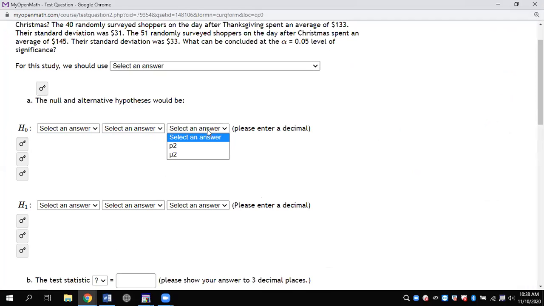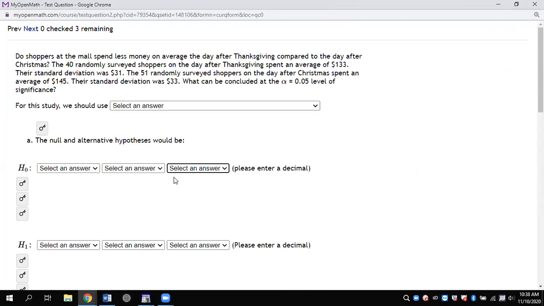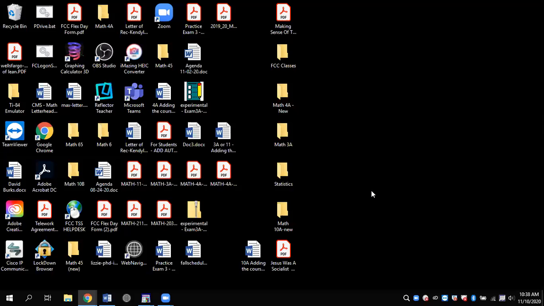Oh no, I don't know why they say enter a decimal. Ignore that. It's just weird. That's what's throwing me off. It's just a mistake in the question. Just totally ignore that.